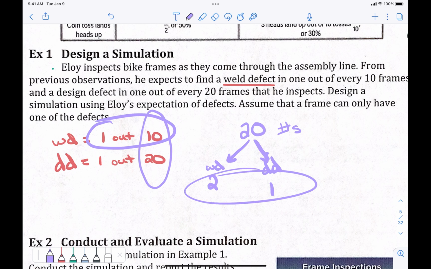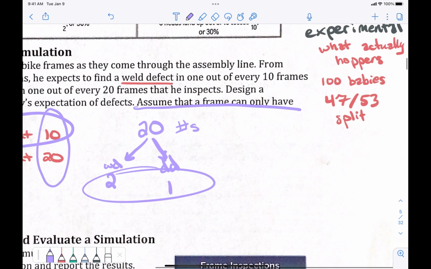Which means how many bikes are defective total out of 20? 3. Now, they say assume that a frame can only have 1 type of defect, meaning that if it has a weld defect, it doesn't also have a design defect. If it has both, we have counting issues, and they're just trying to make it easier for us. So we're saying only 1 defect at a time. So there are 3 bicycles out of 20 that could be defective. We want to find a way to simulate this. Again, I'm not going to have these bicycles go down the assembly line and look at this. I am going to do a random number generator. So I'm going to say random numbers.